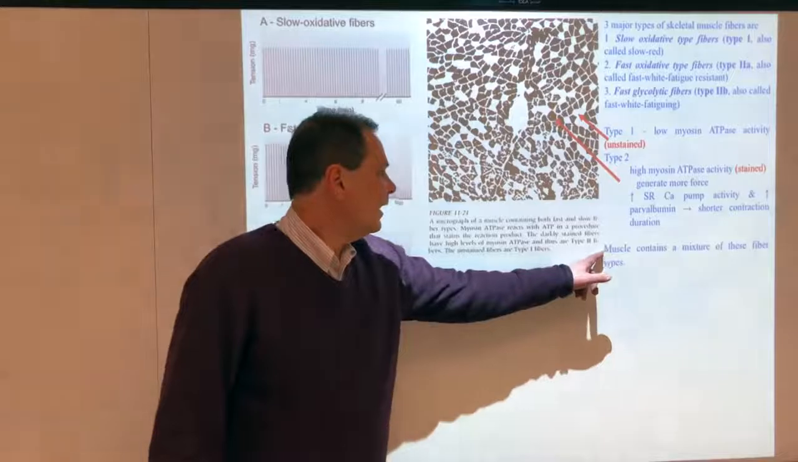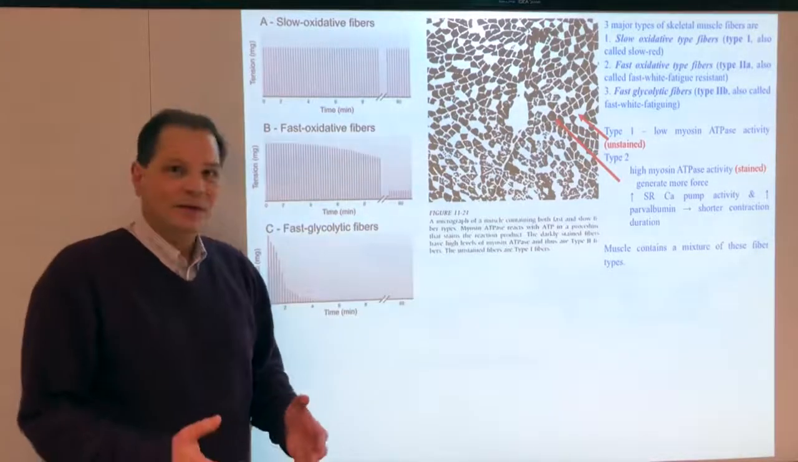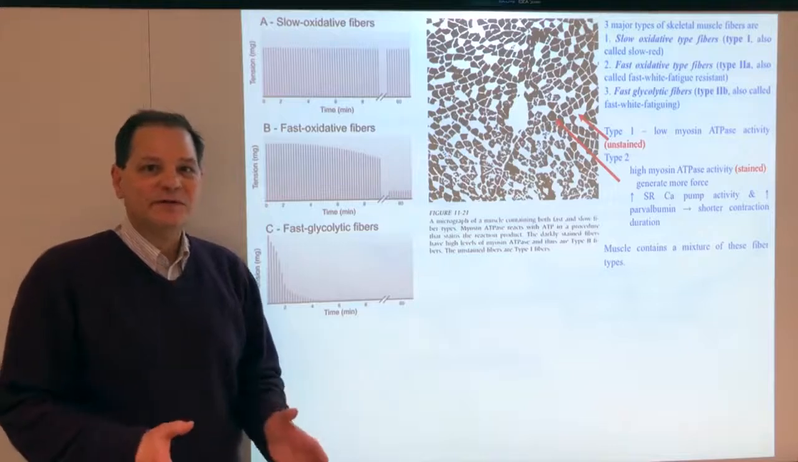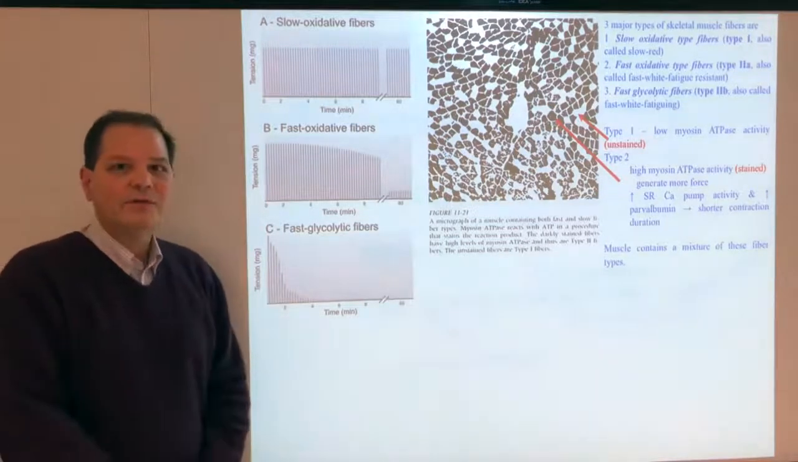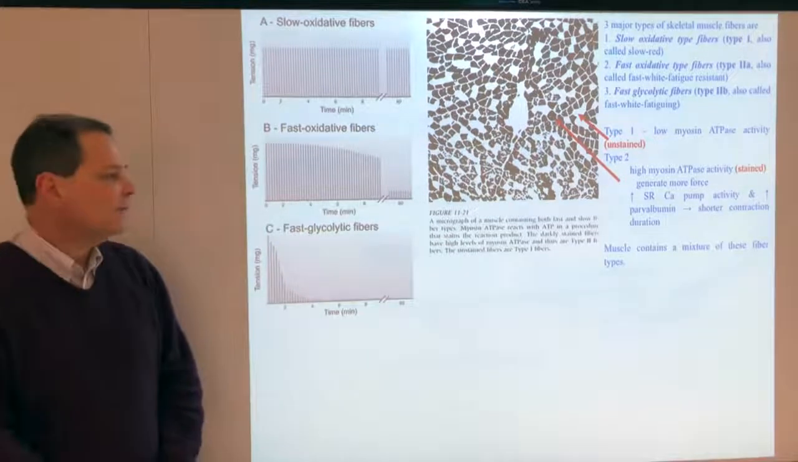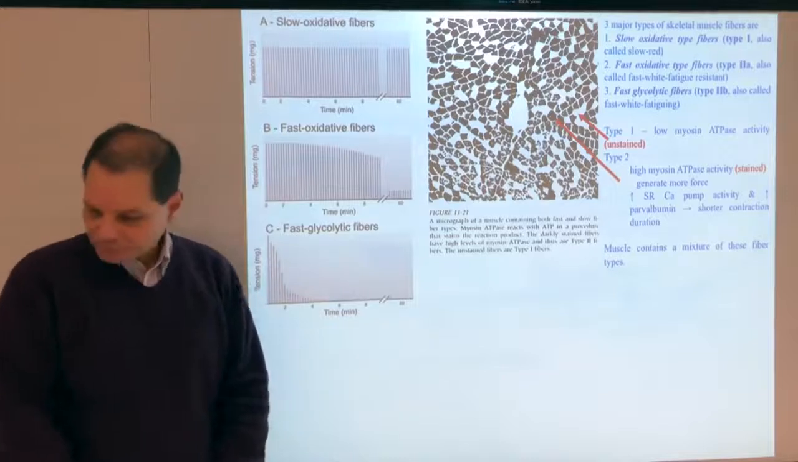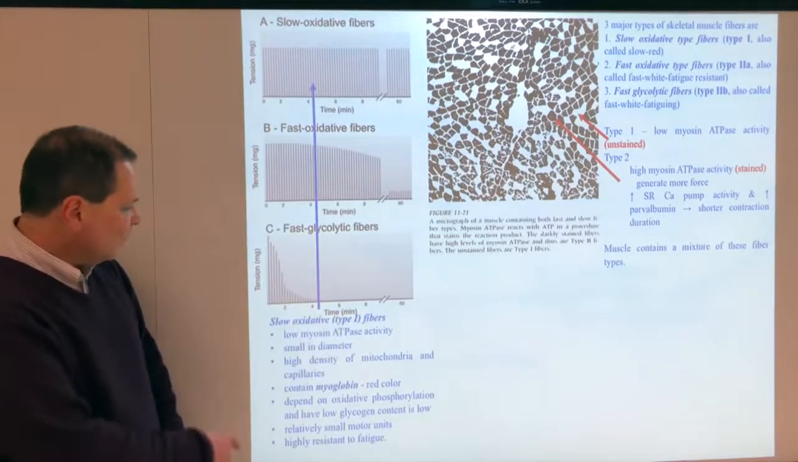And again, most muscle contains a mixture of these fiber types, but the amount of each that you have varies substantially, and often you will hear muscles classified as type 1 or type 2, depending on the situation, or mixed. So first of all, let's start with the type 1 fibers.